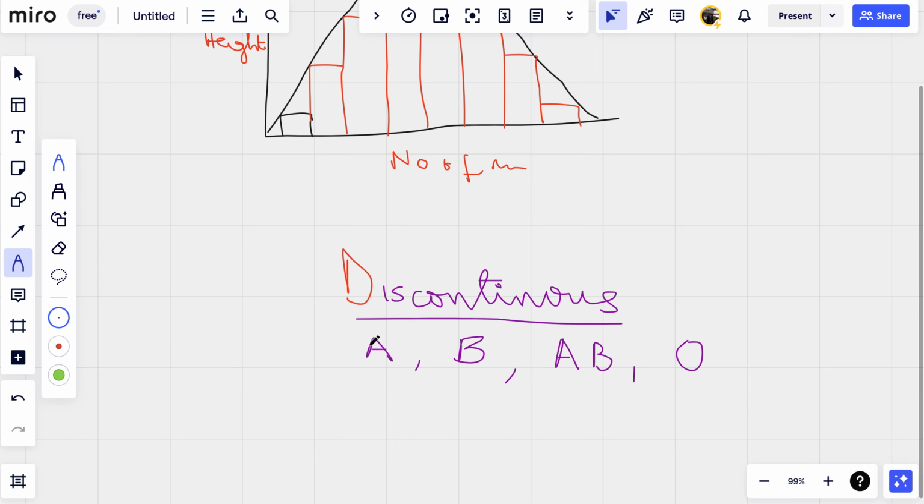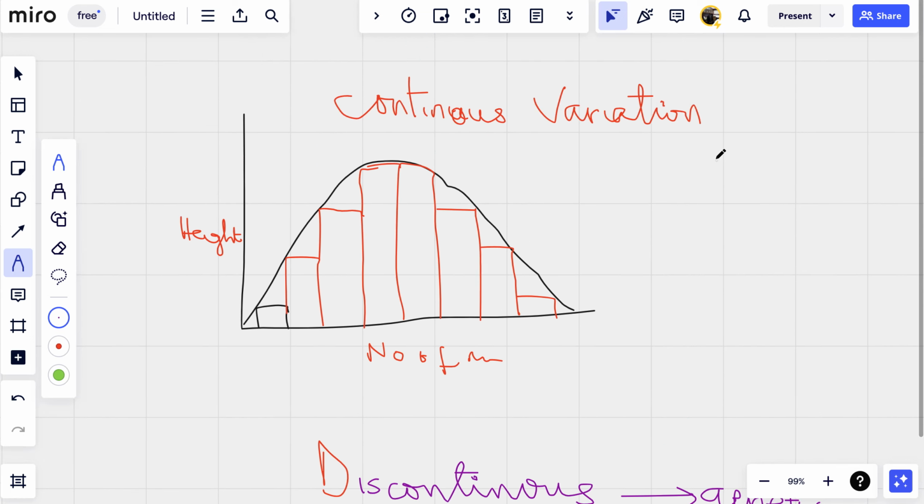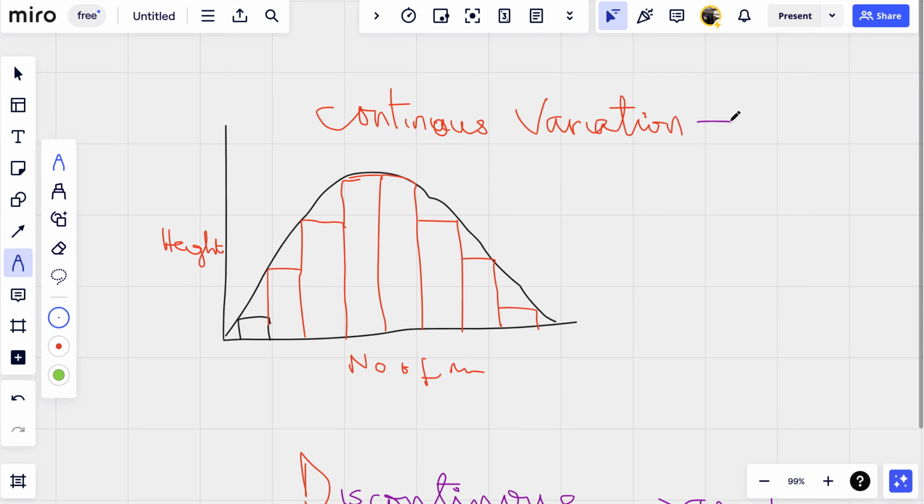Discontinuous variations are usually caused by only genetic factors, meaning your gene, your DNA. They are not caused by environmental factors. But continuous variation, this is also an exam question, is caused by both the genetic factor and the environmental factor.